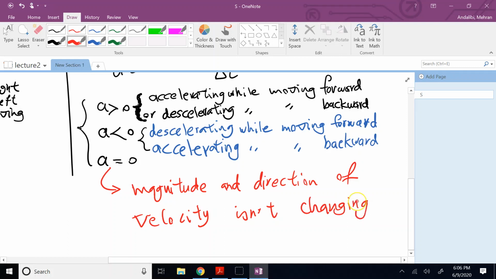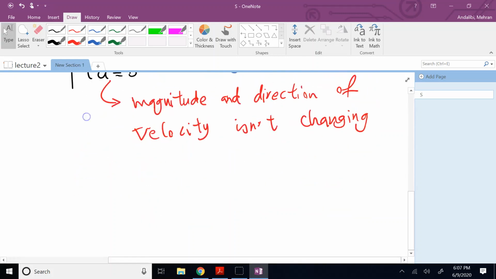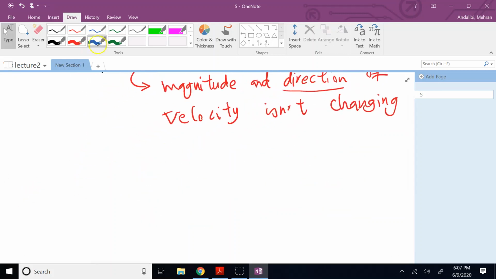But the velocity does not need to be 0, okay? It can be a constant number, whether positive or negative, okay? And why did I emphasize this direction? Because it is really important.